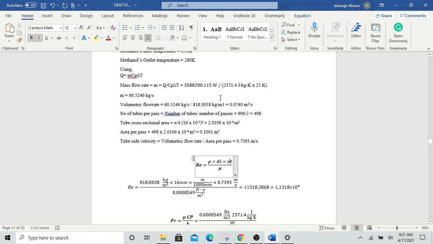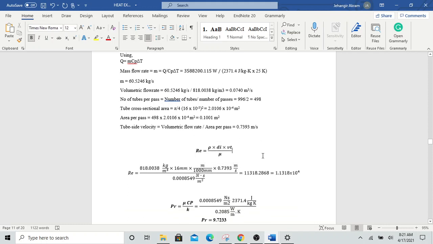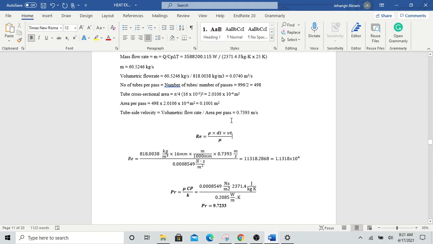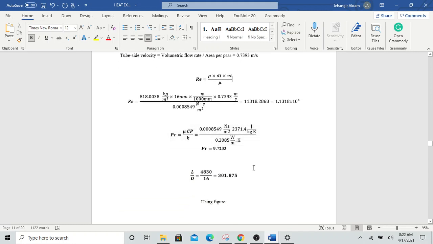Volumetric flow rate is determined by converting mass flow rate into it, and these are basically preliminary calculations needed for it. So we found the tube side velocity by dividing volumetric flow rate by area per pass. You will be able to see these documents, so don't worry.